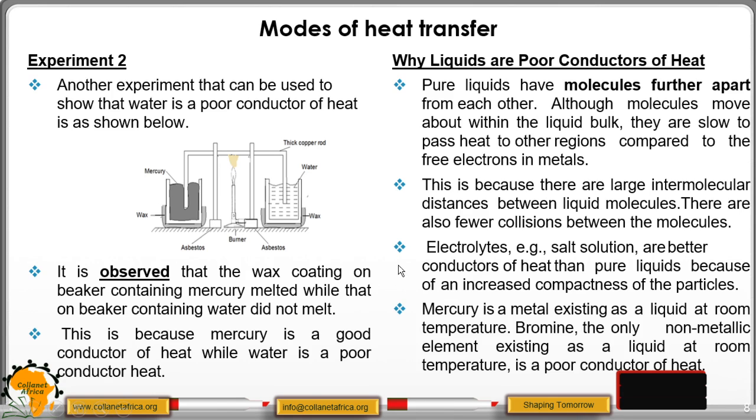We have another liquid that conducts heat. We call it mercury. We have seen it in our experiment. This one conducts heat because it is a metal. It is the only metal that exists as a liquid at room temperature, and therefore it has free electrons. All metals are good conductors of heat. Another liquid that is a poor conductor is bromine. Bromine is a non-metallic element, so it lacks free electrons, and therefore it is a poor conductor of heat.